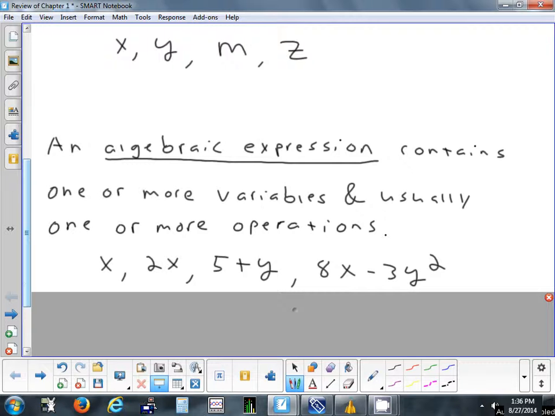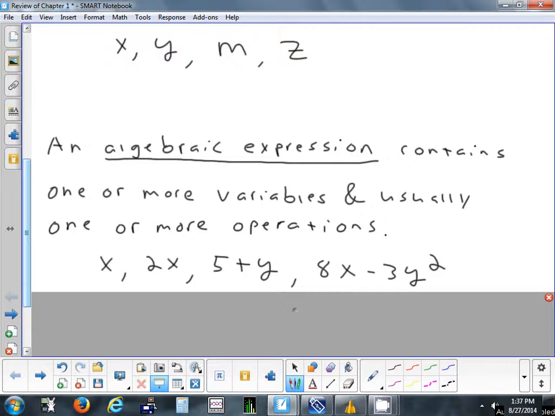Here's another expression. 5 plus y. Contains one variable, just a y. And in this case, it contains exactly one operation, addition. This last one gets a little bit more complicated. It's got a couple variables in it, x and y. It's got subtraction here. What about here? 8 right next to x. What did we just say that means again? That's multiplication. So we got multiplication here.